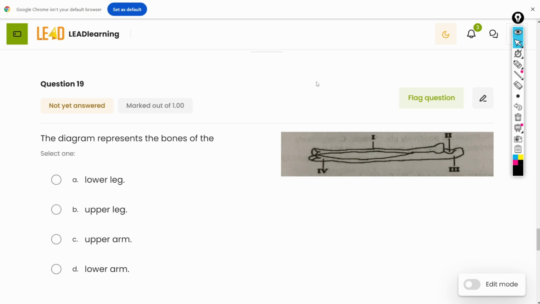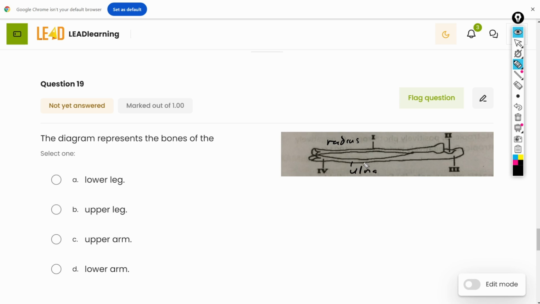Question 19. The diagram represents the bones of the... Now, if we look at this diagram carefully, we can clearly see two bones, one longer than the other, and at some point they are of the same thickness. This clearly tells you that you're dealing with the radius and the ulna.